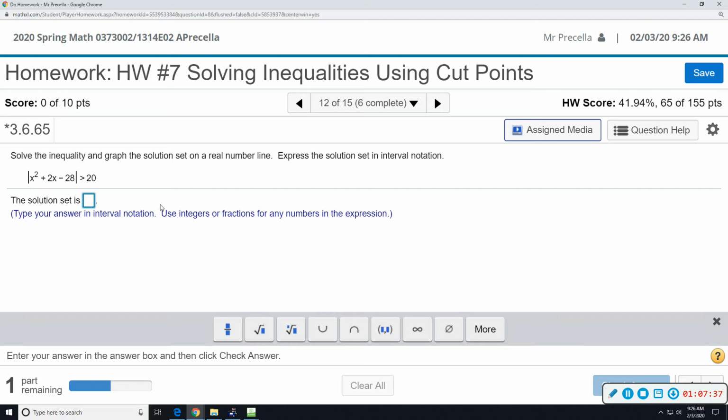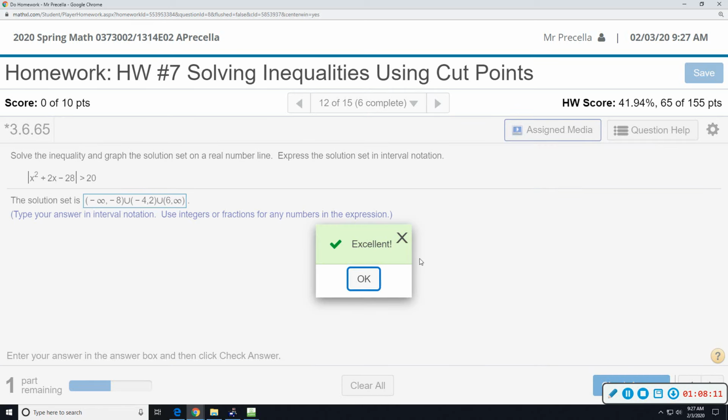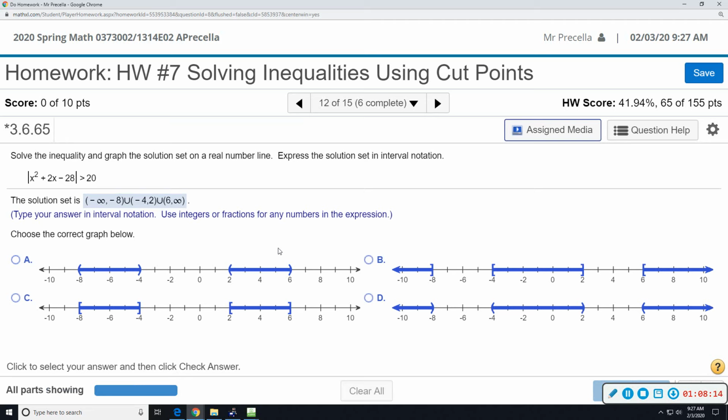Let me start typing this in. Negative infinity, comma, negative 8, parentheses, union, parentheses, negative 4, comma, 2, close parentheses, union, parentheses, 6, comma, infinity, close parentheses, and check it. Okay. We're not finished.